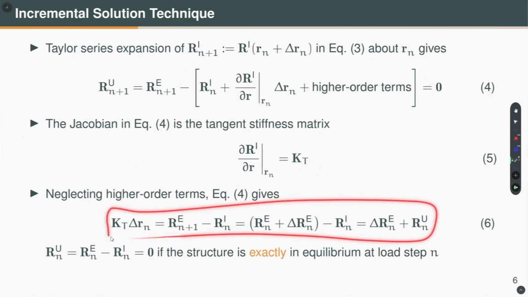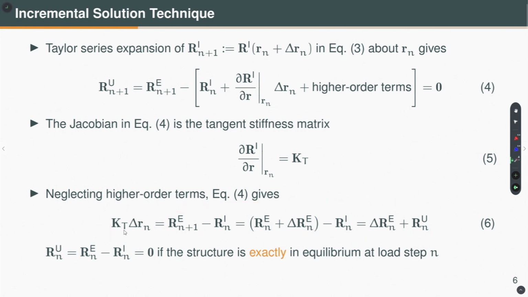What kind of problem is this? This is basically we are solving simultaneous equations. Here I have the tangent stiffness matrix, and delta R n is equal to the incremental external load plus the unbalanced force vector from the previous load step. So, we can determine this delta R n, the incremental displacement. Once I know this, I can determine R n plus 1, which is R n plus delta R n.